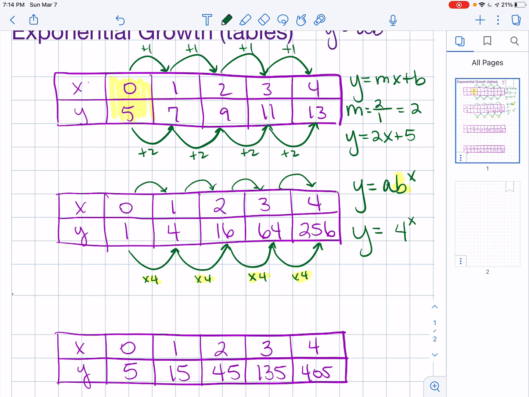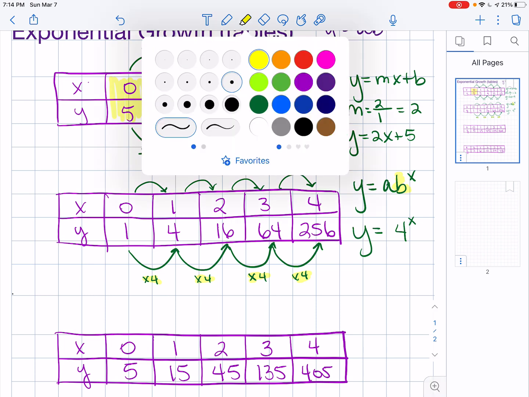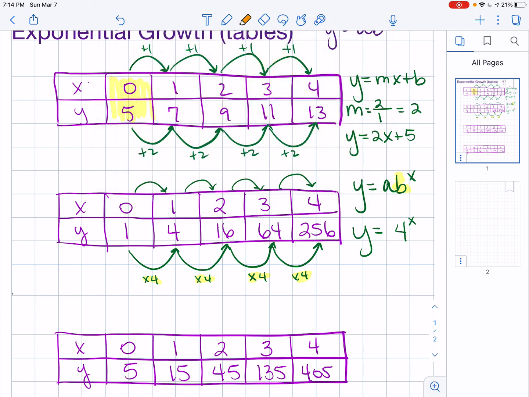Now the something that we're being multiplied by, that a value, is actually your initial amount. So I'm going to change colors here real quick for the a value. For the a value, you're going to go back to your table and look and see, when x is 0, what is y? In this case, it's 1. So I would say I have 1 times 4 to the x, which I can just write as 4 to the power of x. Let's practice this again on this second problem here.